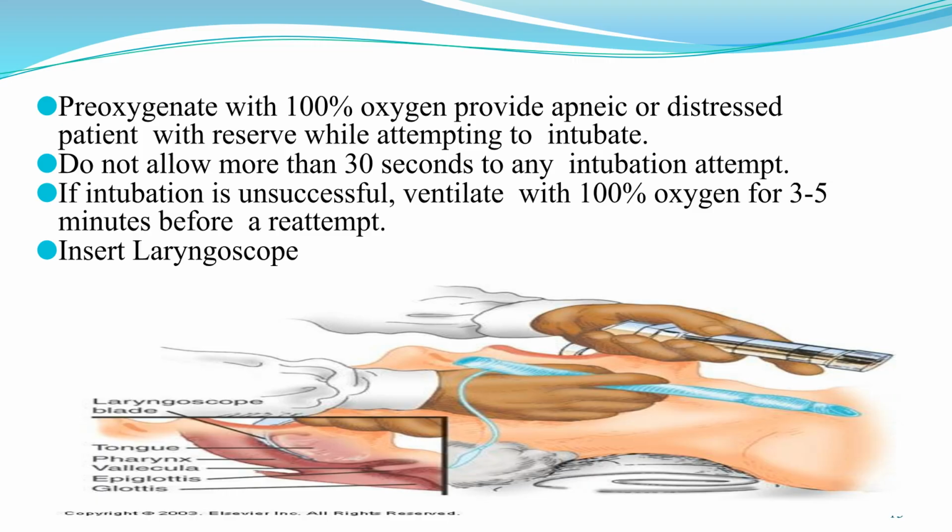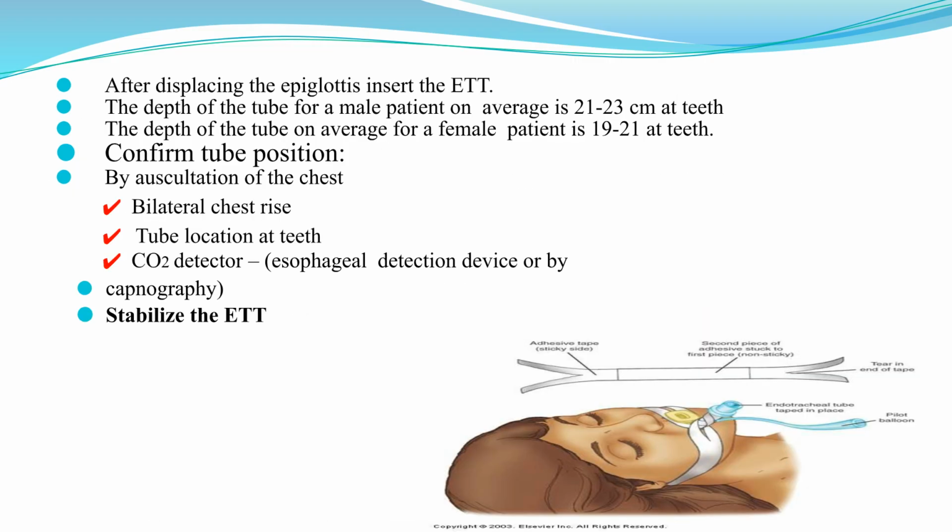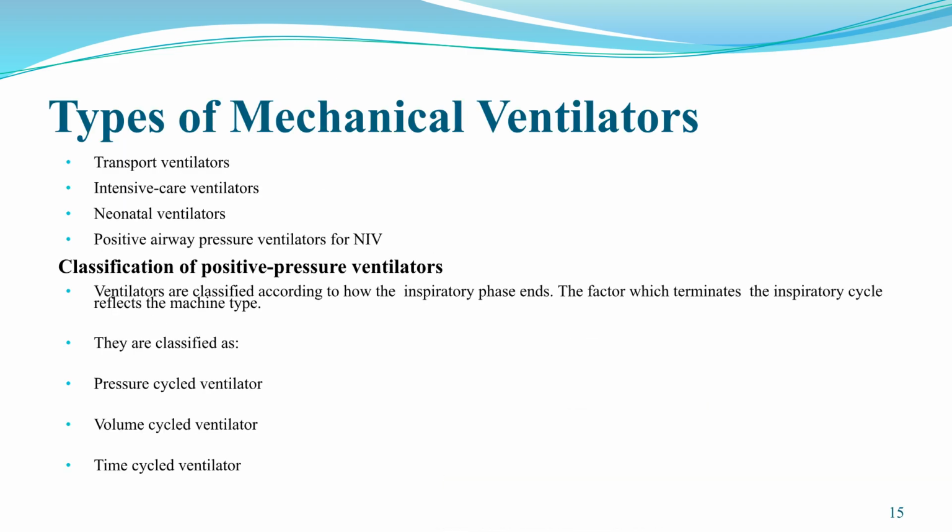Then, insert the laryngoscope. After displacing the epiglottis, insert the ETT to the appropriate depth. Confirm tube position by auscultation, bilateral chest rise, tube location at the teeth, and using a CO2 detector. Finally, stabilize the ETT.